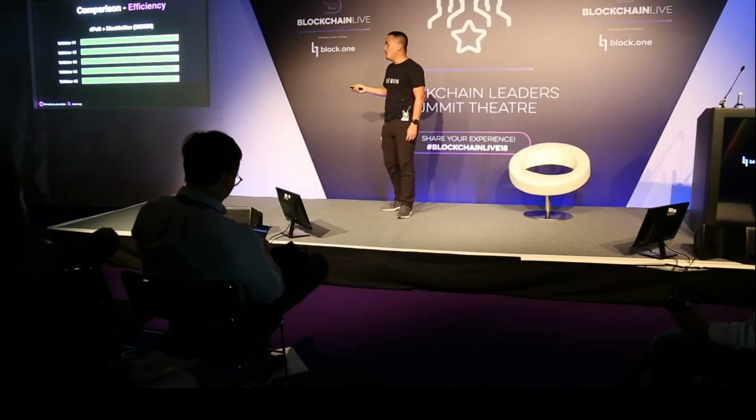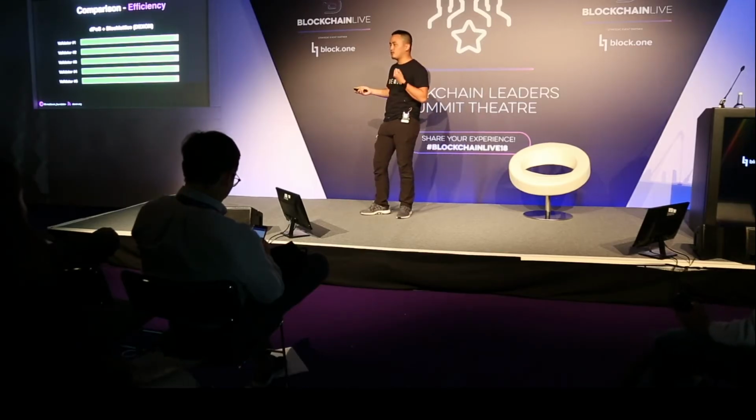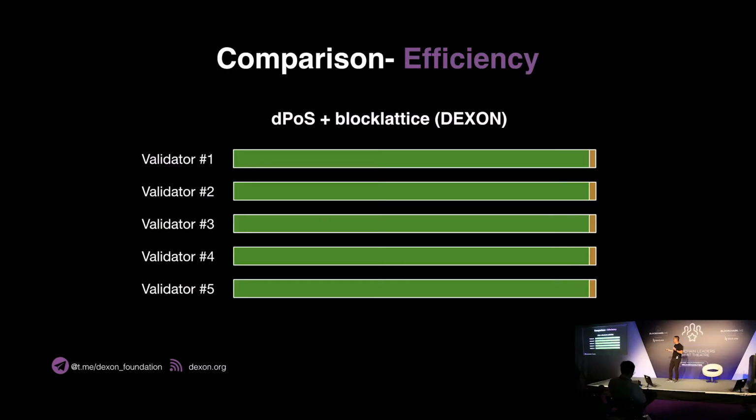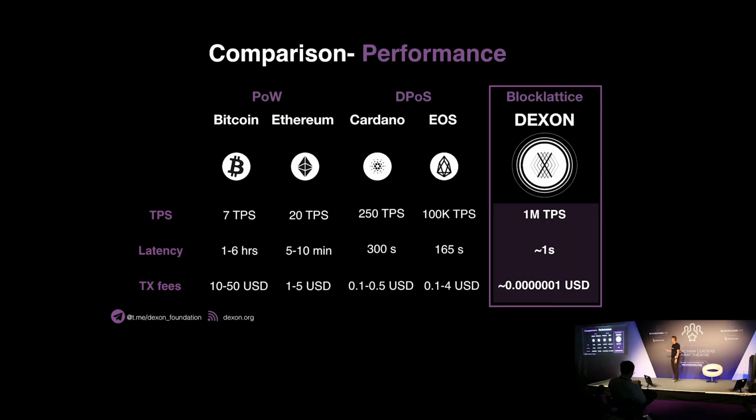In Dexon, all the nodes are proposing blocks, recording transactions at the same time. Also, we minimize the communication cost in the system. So basically, the green area is the total output of the system, which is pretty good. In comparison, Dexon can produce more than 1 million transactions per second, with less than 1 second of confirmation time. And the transaction fee is negligible.